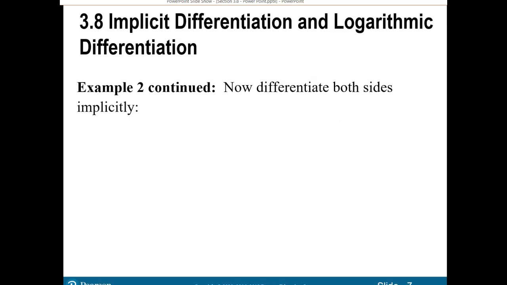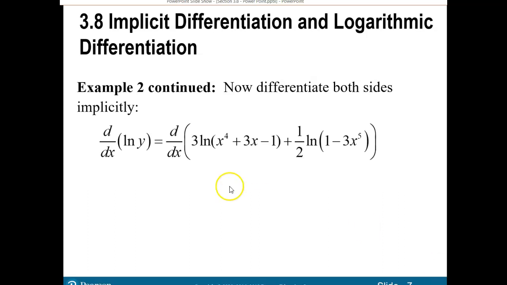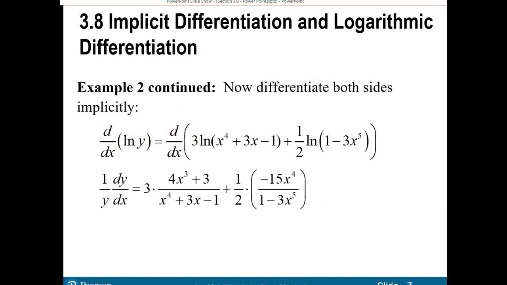Okay, but the issue here is when we take the derivative, we have to use implicit differentiation, because this left side is no longer just y, it's natural log of y. But the good thing here is that the only place y is located is on the left. You're not going to have any y's over here, so it's not going to be as messy of an implicit process. So implicitly take the derivative of both sides with respect to x. So this derivative would be 1 over y.